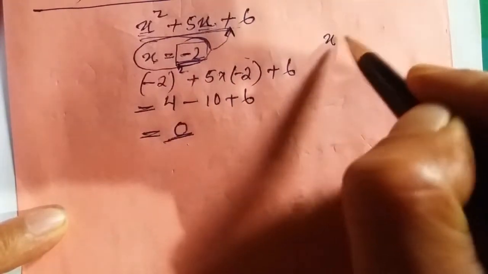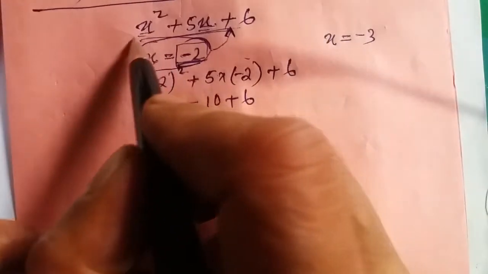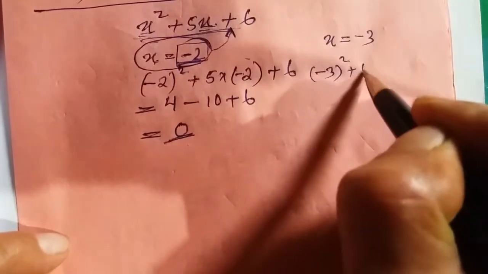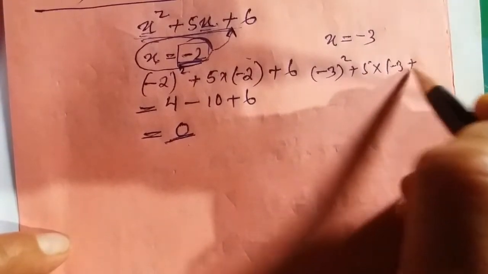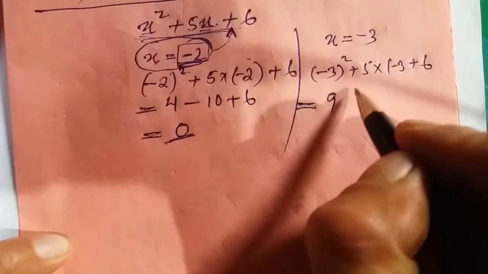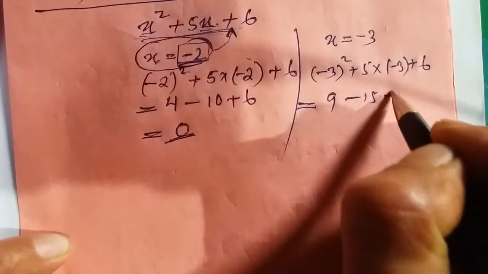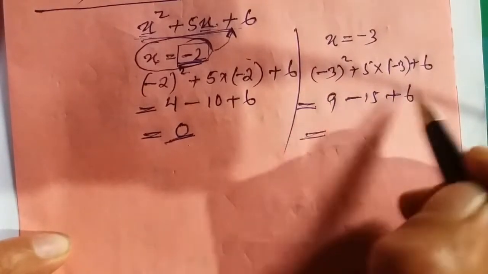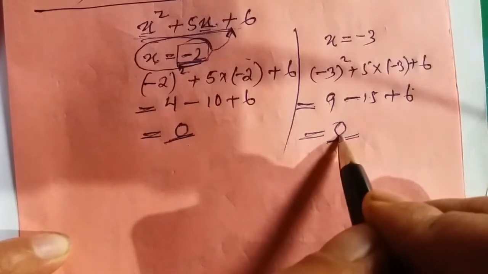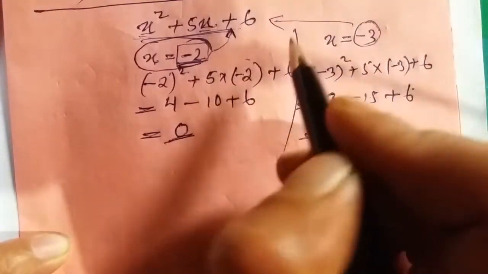Now if we try with x is equal to minus 3, again let's see here. Minus 3 square plus 5 into minus 3 plus 6. Now this is minus 3 square is plus 9, plus minus is minus, 5 3s are 15, plus 6. Now again 9 plus 6 is 15, 15 minus 15 is 0. Now again we are getting 0 here. So we say that minus 3 is a zero of this polynomial.